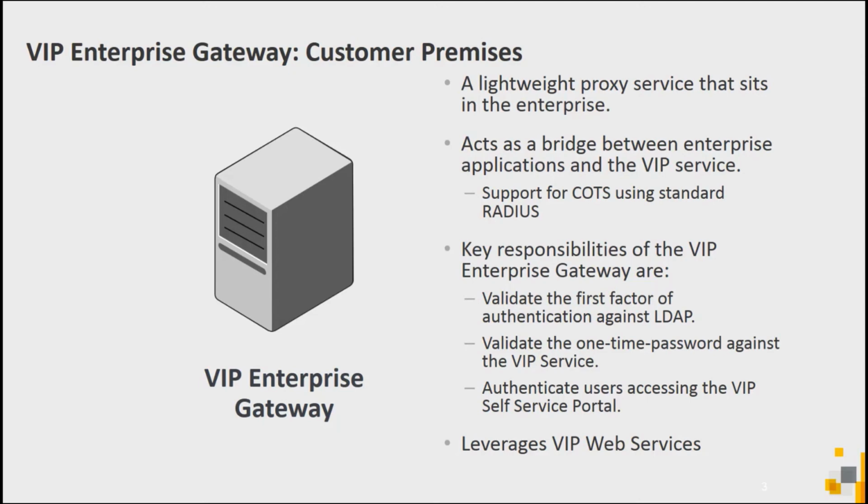The result of this validation check is communicated via Radius to signal to the enterprise application whether or not the user should be granted access to protected resources. For a select set of applications that do not support Radius, Symantec provides plugins to allow those applications to integrate with the VIP Enterprise Gateway.